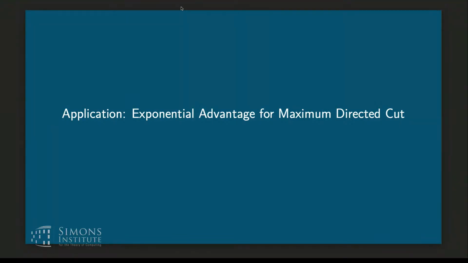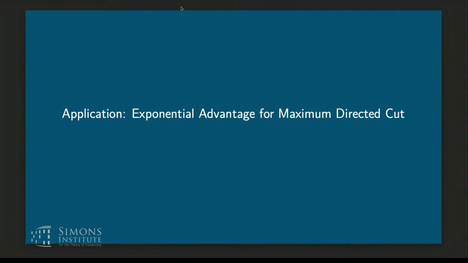When we talked about triangle counting, we got this provable space advantage, but it had a couple of caveats, right? A, it was only polynomial and not even that large a polynomial, and B, it was for a pretty specific part of the parameter range. So here I'm going to talk about another problem where you can get exponential advantage, and that doesn't depend on parameterizing the input.